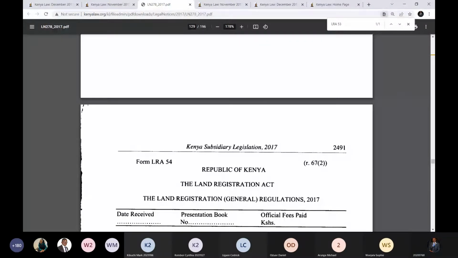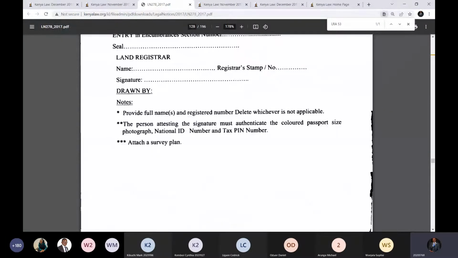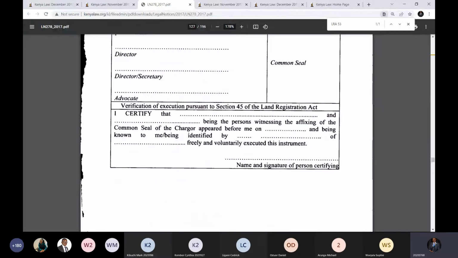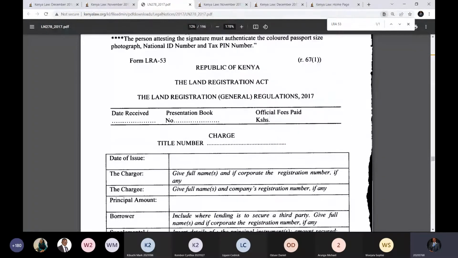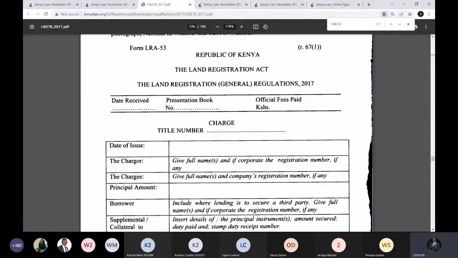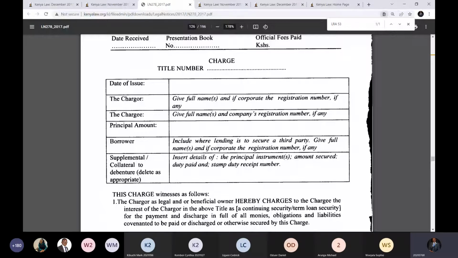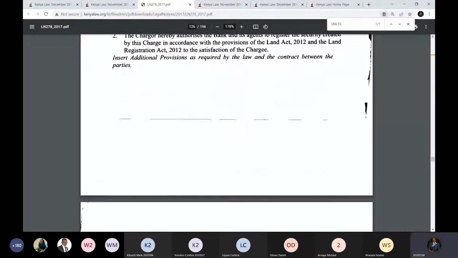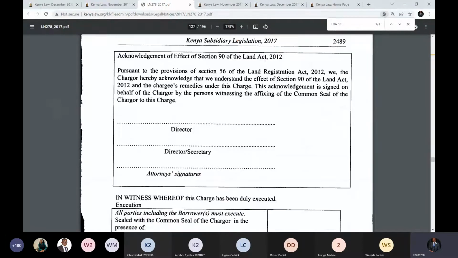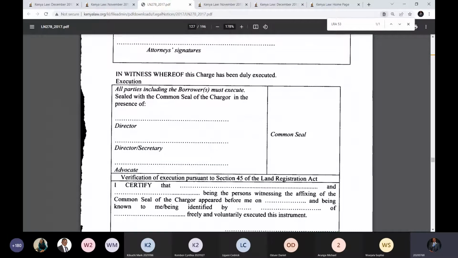So you've prepared this as advocates for the chargee. Who do you send it to? The charger. The charger will fill in their details. You've already filled in everything else as advocates for the chargee, but you've prepared everything. You send it to the charger. Why? Because of execution. Execution of the charge. So the charger has to properly execute.